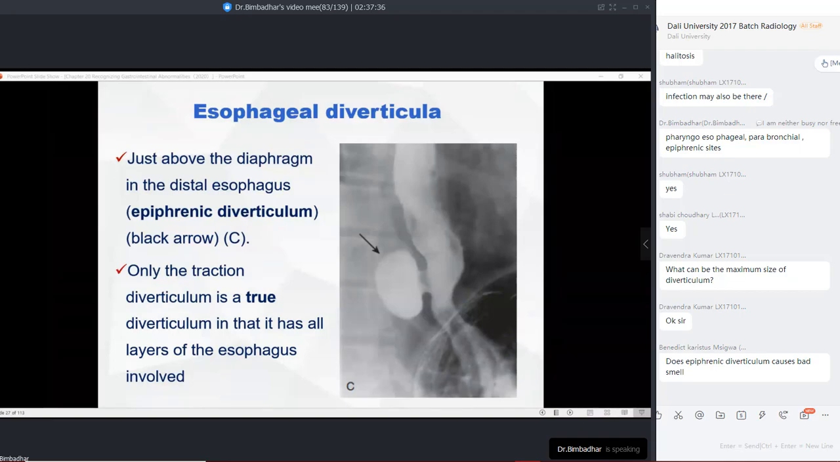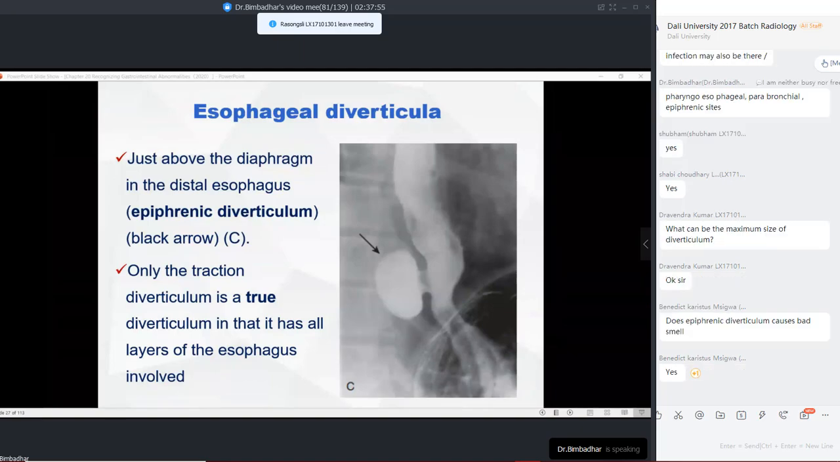So what are the common things that present with a diverticulum? It is dysphagia, a gurgling sensation inside the neck, and halitosis. These are the three classical features. So is this clear, Benedict? It is dependent, so you need not worry about the clinical diagnosis.